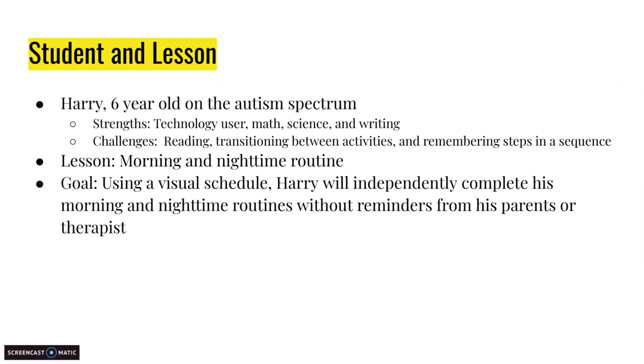So the student that I will be doing my lesson with, his name is Harry. He's a 6-year-old on the autism spectrum in a general education classroom. His strengths are that he's a technology user. He's proficient in math, science, and writing. He performs at grade level in those subjects. Some of his challenges are reading, transitioning between activities, and remembering steps in a sequence.